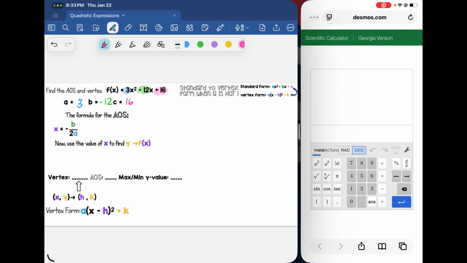So to find my axis of symmetry, aka that line that cuts the parabola in half, there's an equation for it. Every time we draw that vertical line that splits the parabola in half, it's always touching the x-axis. So the formula is x is equal to negative b over 2a. That's it.